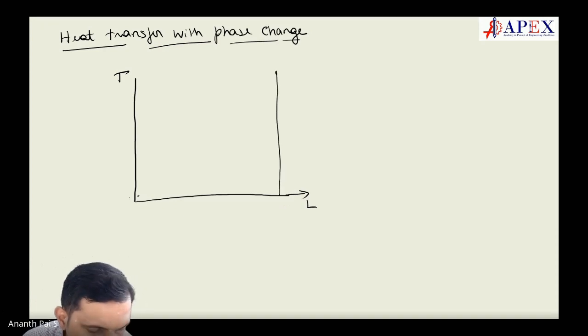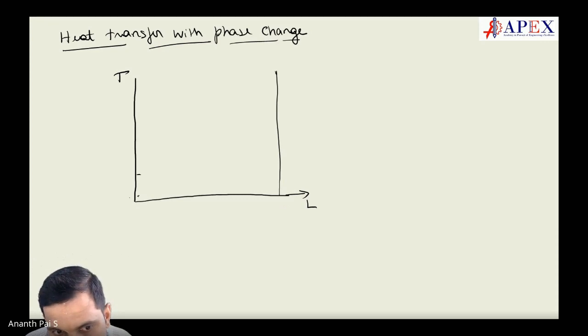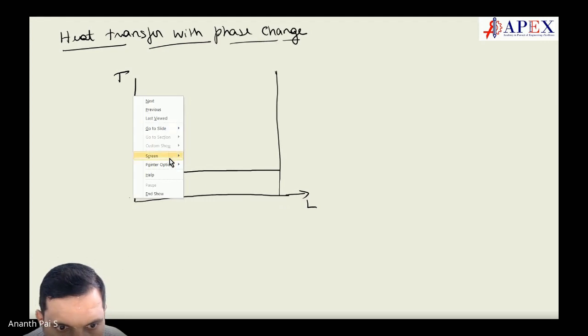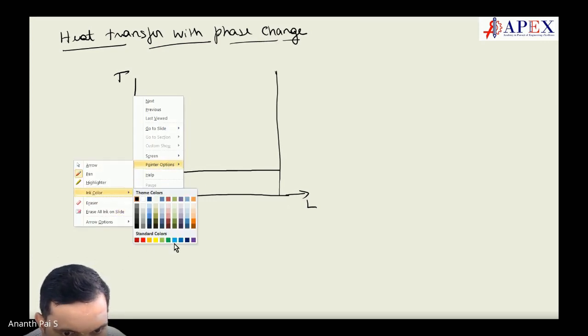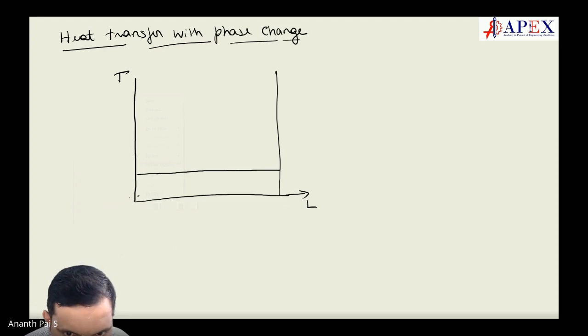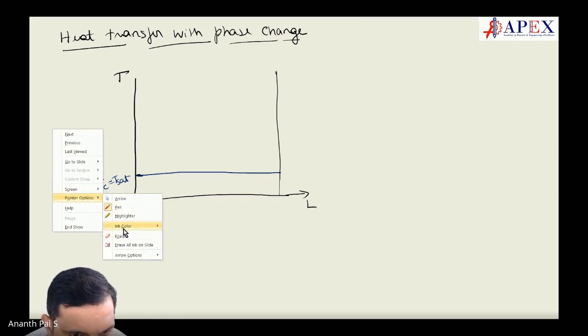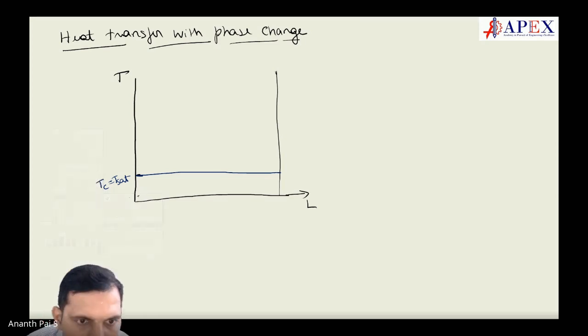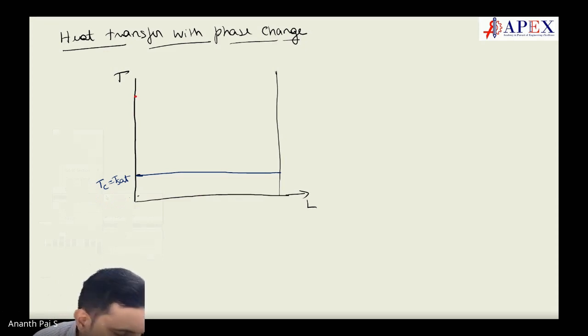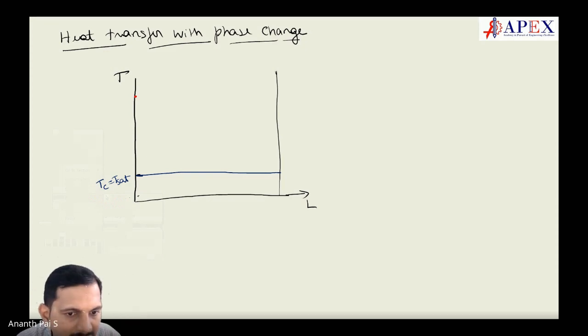The cold fluid will be at T saturation. I'll write in another color so that the impression is created. So this is the cold fluid. Tc is equal to T saturation. It is at the same temperature. What about the hot fluid? Hot fluid can go here. Whichever direction it is, we are not worried about. Whether it's going this direction or that direction does not matter at all.